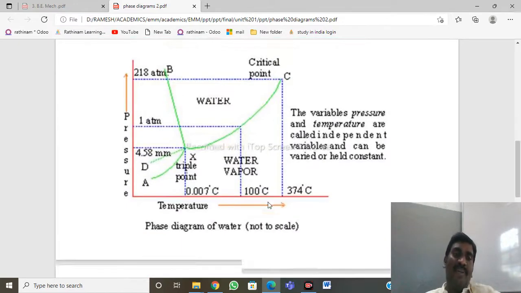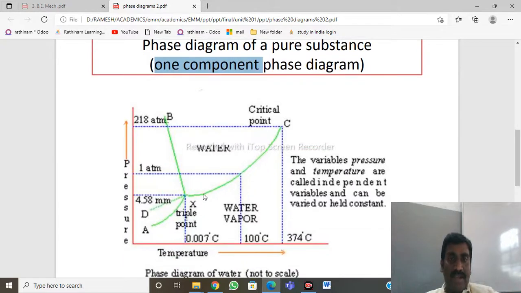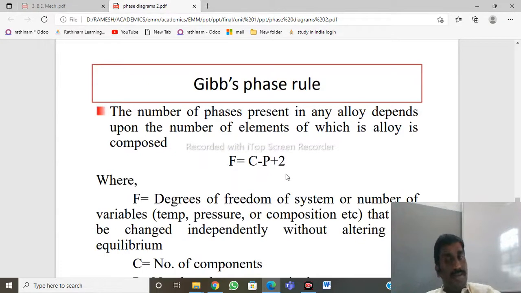The same Gibbs phase rule applies to this line, if we consider this line. What could be the degrees of freedom? Let me check. F is equal to C minus P plus 2. The same formula. F we don't know, and we have to find it out. C, the number of components. How many components? It is a single component system. So C is equal to 1. There is no change in it.